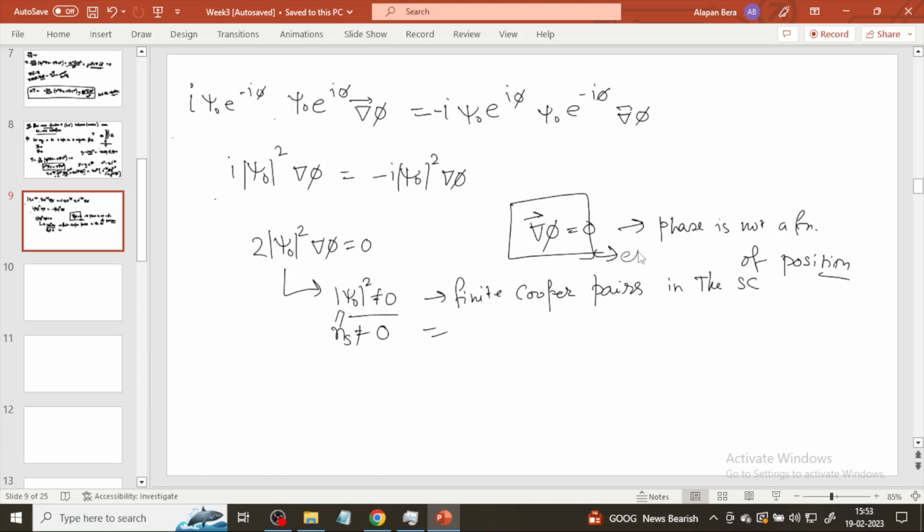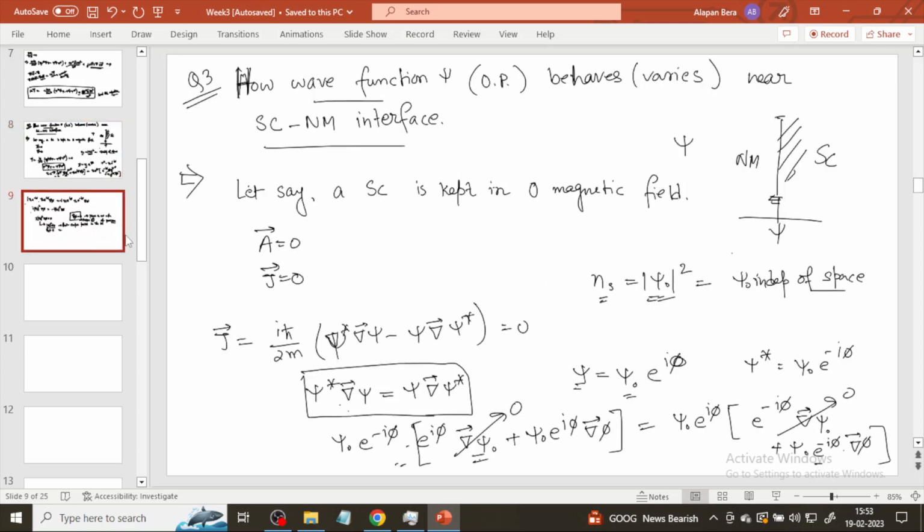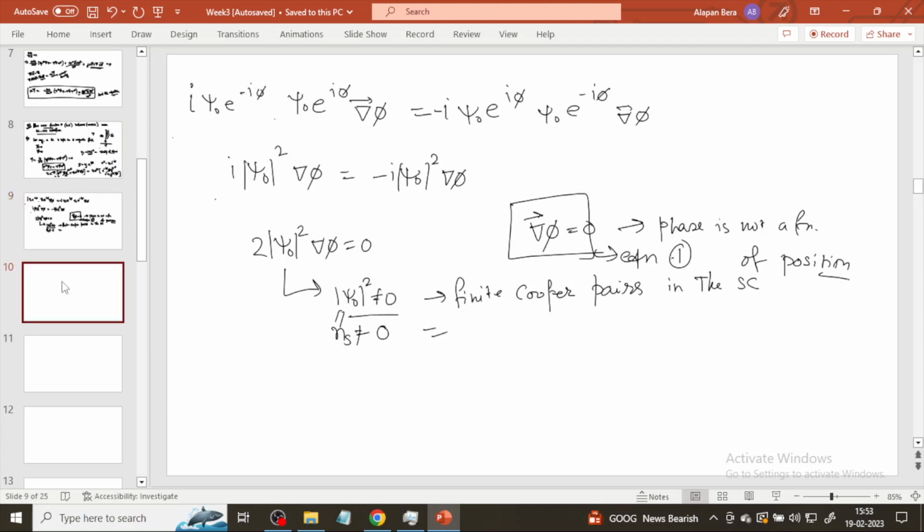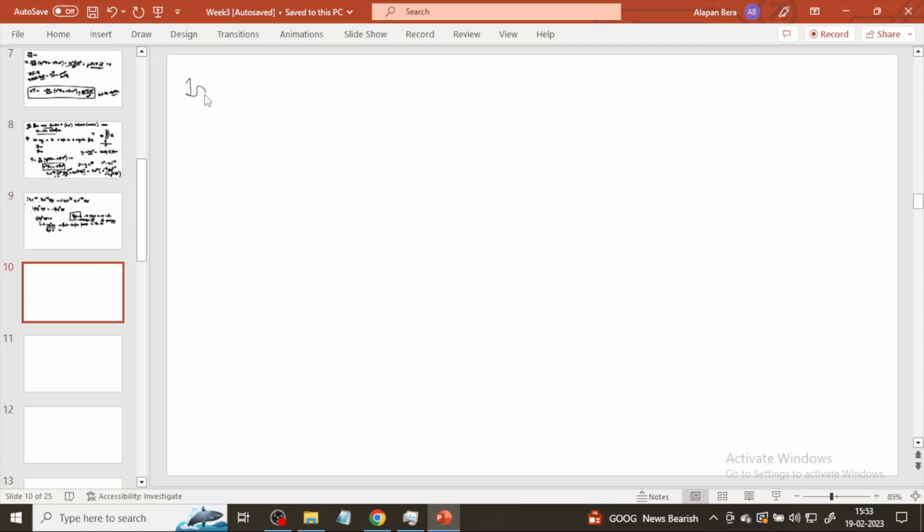We can write it as equation 1. Now, this result we have got, and now we start with the first Ginzburg-Landau equation.